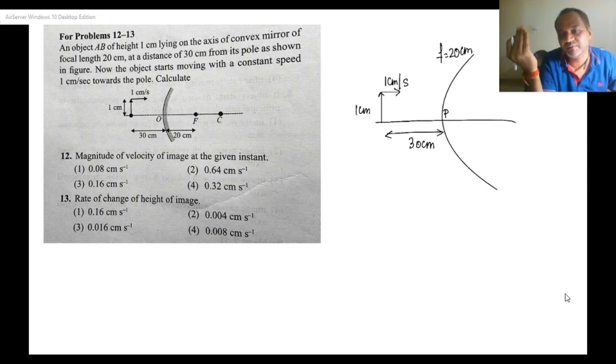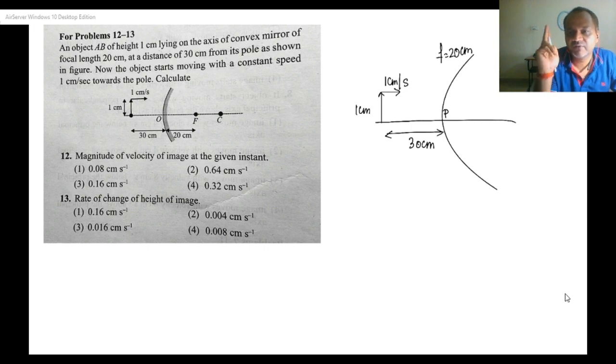Rate of change of height means velocity of image in y direction. Actually, there are two things that we have to calculate. First is velocity of image parallel to the principal axis, and the velocity of image perpendicular to the principal axis, right? Both these components we have to calculate. That is what we have to calculate. So let's start solving here.